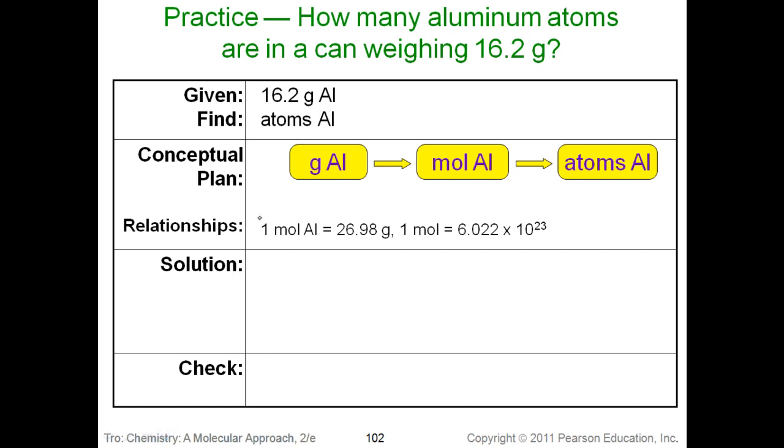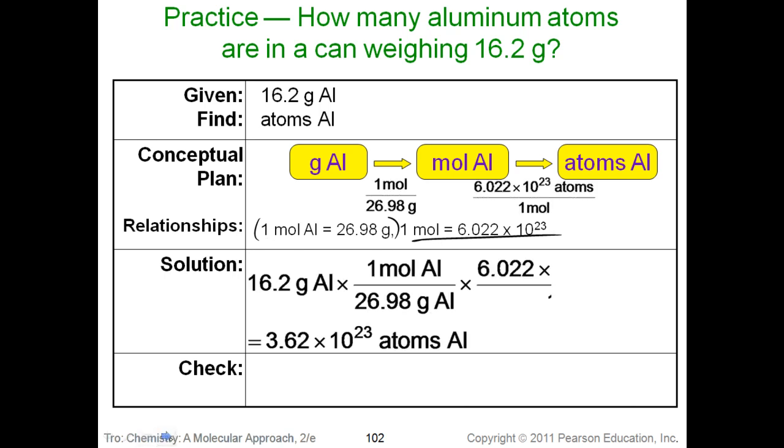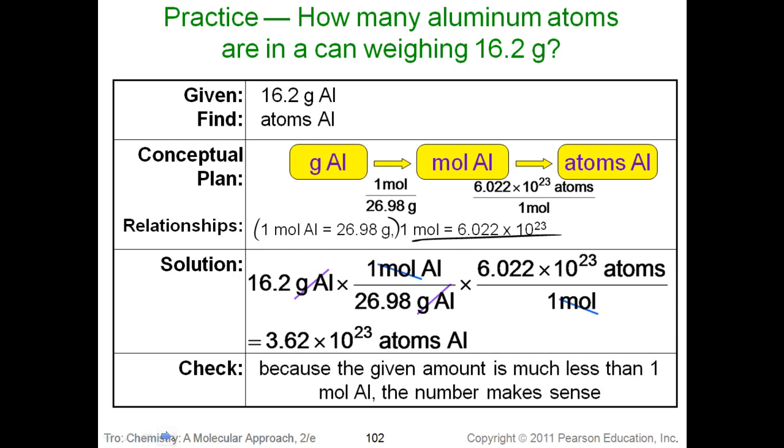We get this relationship off the periodic table. You memorize this one, and then you go and make your conversion factors. There it is written out. Grams cancel out, moles cancel out, and you're left with atoms of aluminum.